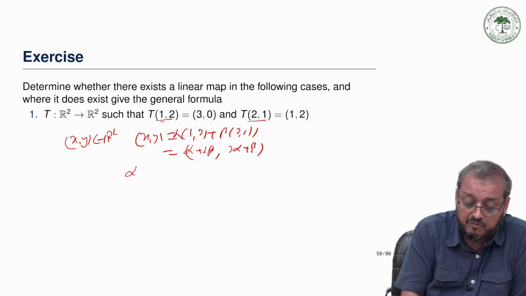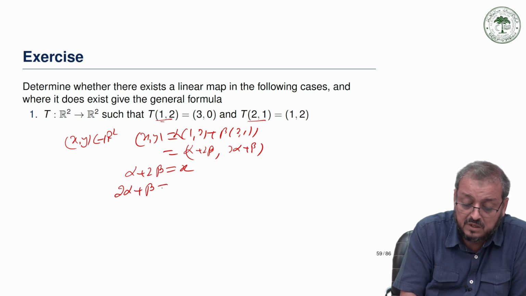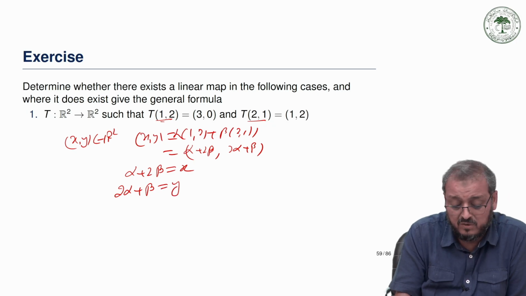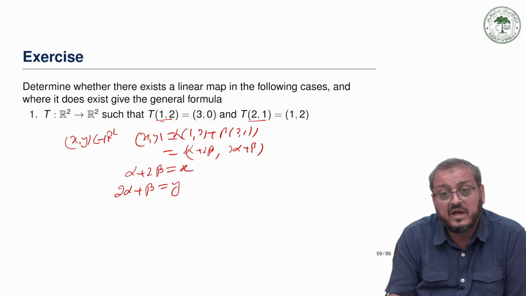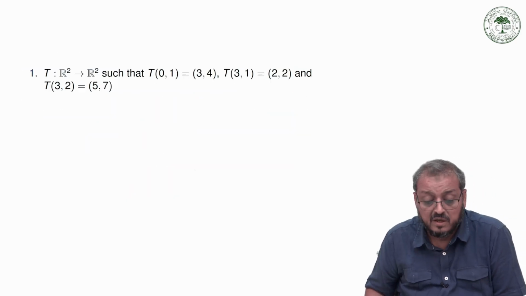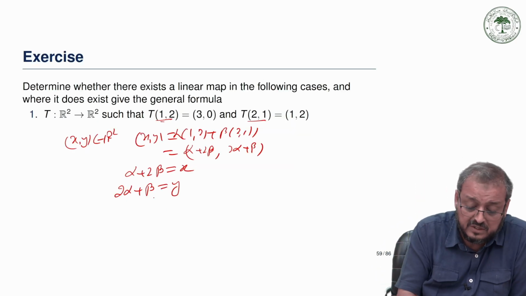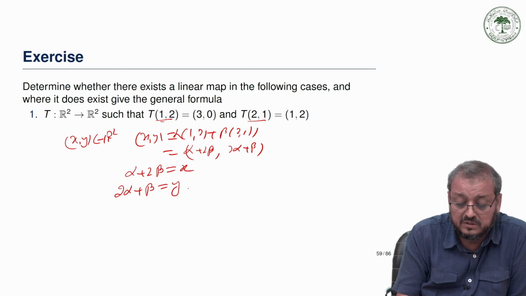So you have alpha plus twice beta is equal to x, and twice alpha plus beta is equal to y. Then you have to multiply it by 2, and then subtract, and then simplify this, then you can easily solve this. So you can just try, if you want, multiply by 2 and then take a subtraction.